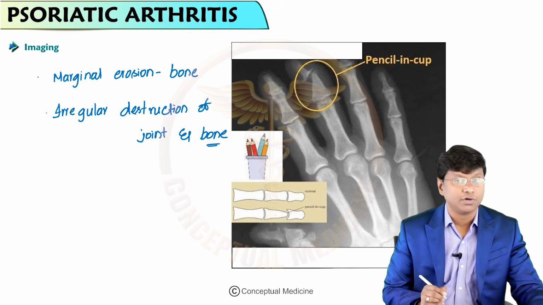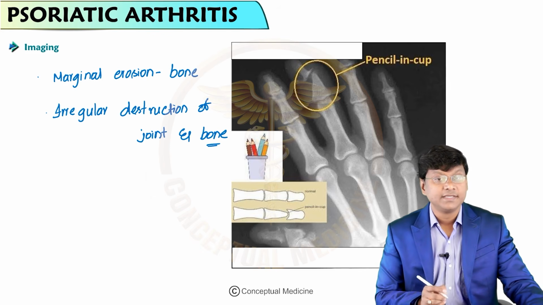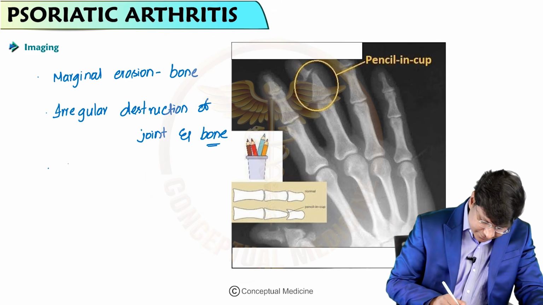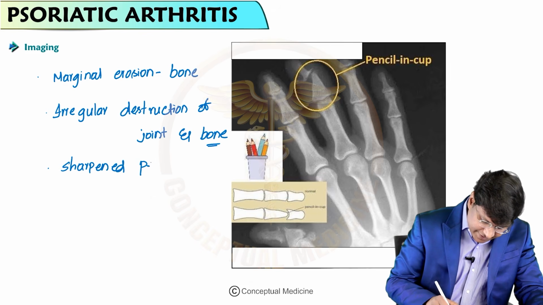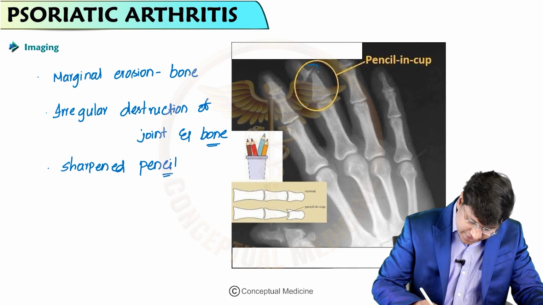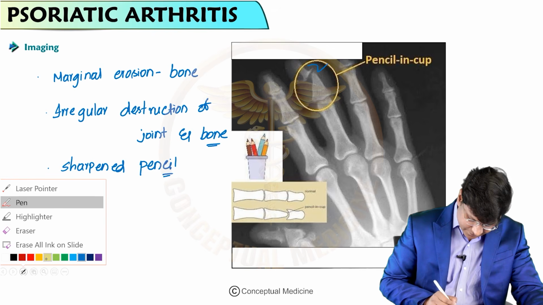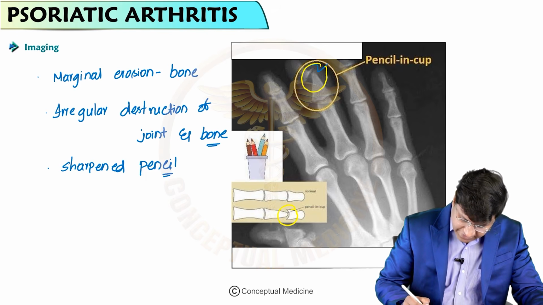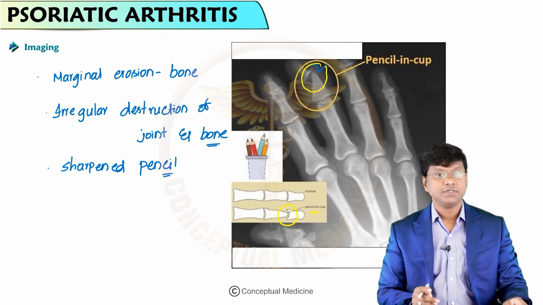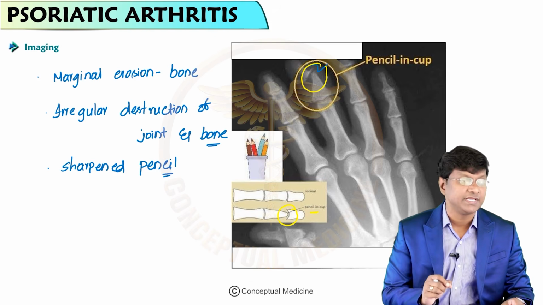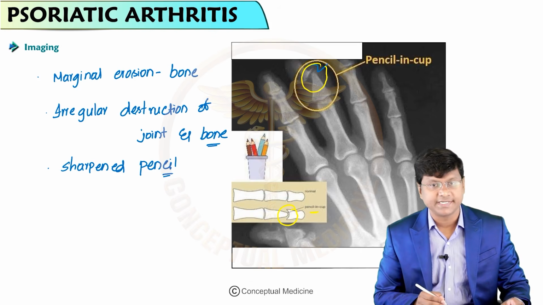Irregular destruction of the joint and bone, and there will also be the appearance of a sharpened pencil. That particular appearance we call the pencil-in-cup appearance. You can observe that here in this particular joint. This is the pencil-in-cup deformity. This is a classical description of the bony abnormalities on imaging in patients with psoriatic arthritis.